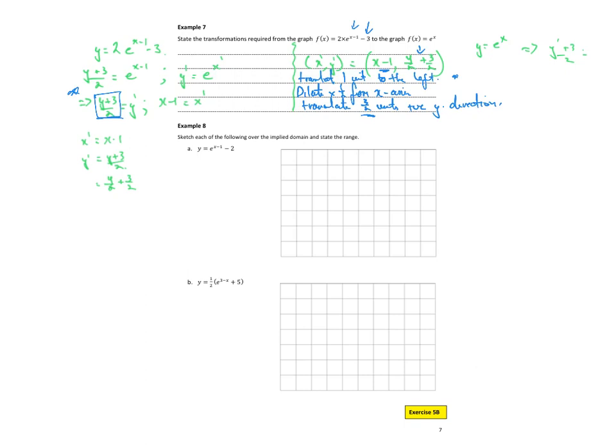Example 8, sketch each of the following over the implied domain and state the range. So it's going to move down 2 units. So I might just move that up here. So x-axis, y-axis. Normally our graph goes through there, but our horizontal asymptote's been moved down 2 units. So it goes from 0 to there, so y equals -2. Now we know the whole graph comes down 2 units and 1 unit to the right. So I reckon our graph looks like that.